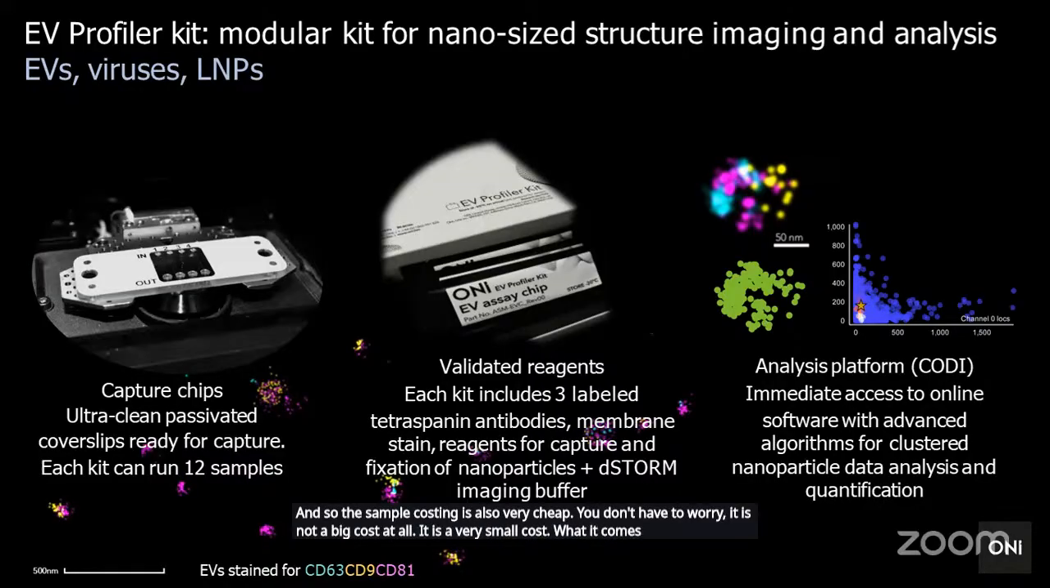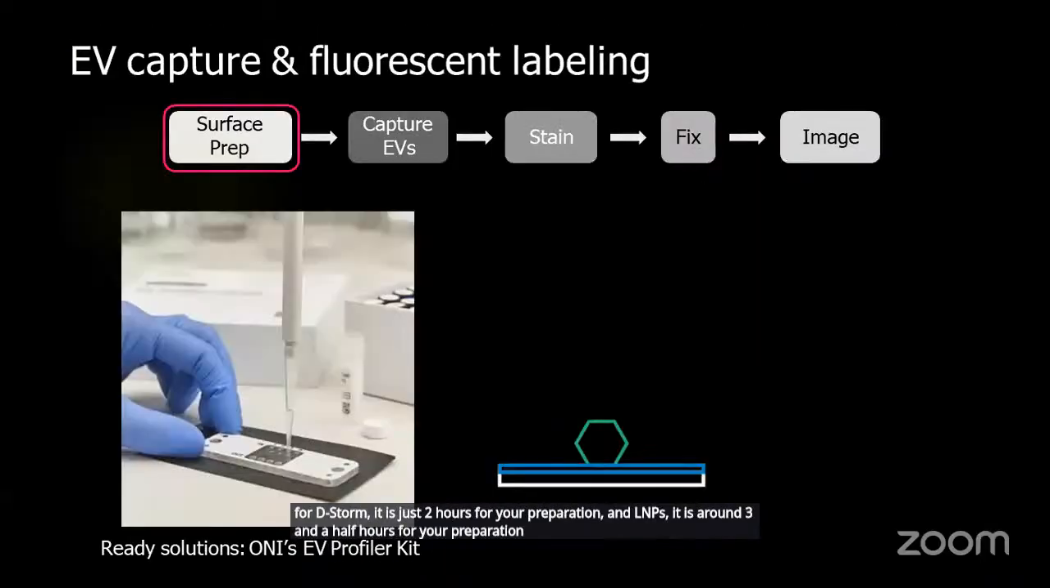And you just perform it. For EVs, it takes just 3 hours for your preparation. For DStorm, it is just 2 hours for your preparation. And for LNPs, it is around 3.5 hours for your preparation. It is as simple as that.